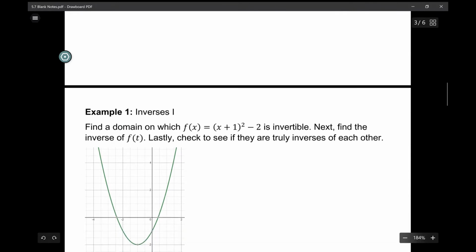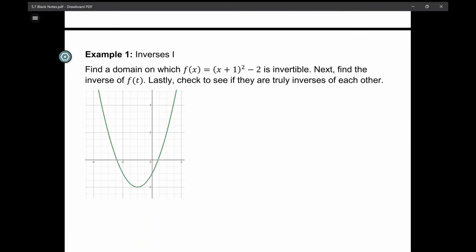All right, so let's look at an example. Number one, we're going to find a domain in which the function f of x equals (x plus 1) squared minus 2 is invertible. Then we're going to find the inverse of f of x. And lastly, we're going to practice function composition to check to make sure they're really inverses of each other.